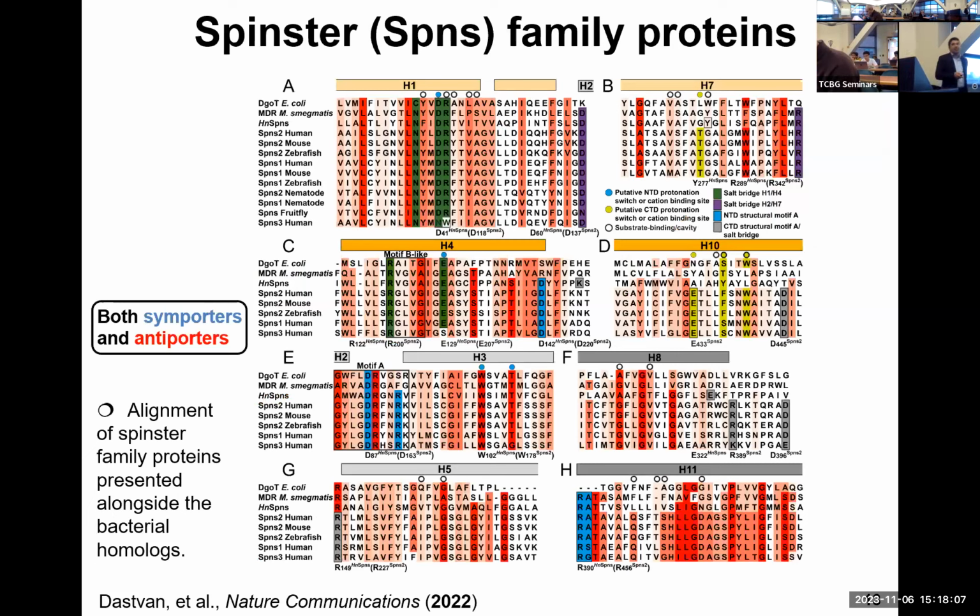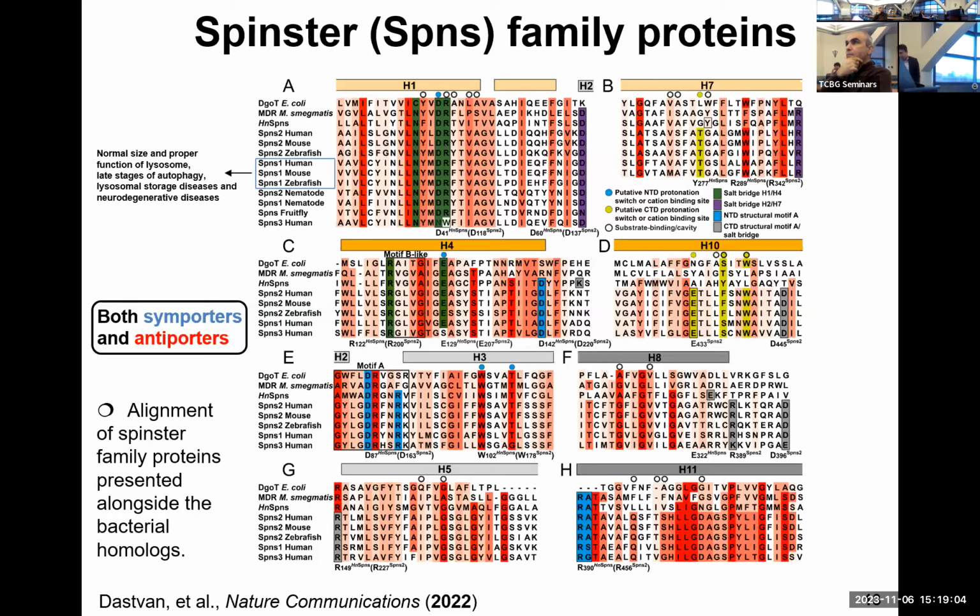Here I'm showing the multiple sequence alignment between three of the bacterial homologs and the Spns proteins from higher organisms. As you could see, in the N-terminal domain on the left, we have a lot of conserved residues between both the bacterial homologs and the human and higher organisms, which implies that we could see some similarities in their transport activity. But the C-terminal domain is highly divergent, especially between the bacterial homologs and the human transporters or higher organisms. It's highly conserved between the higher organisms, but not for the bacterial homologs, which shows that there are also differences in their mechanism. In fact, some of them function as symporters, some of them function as antiporters.